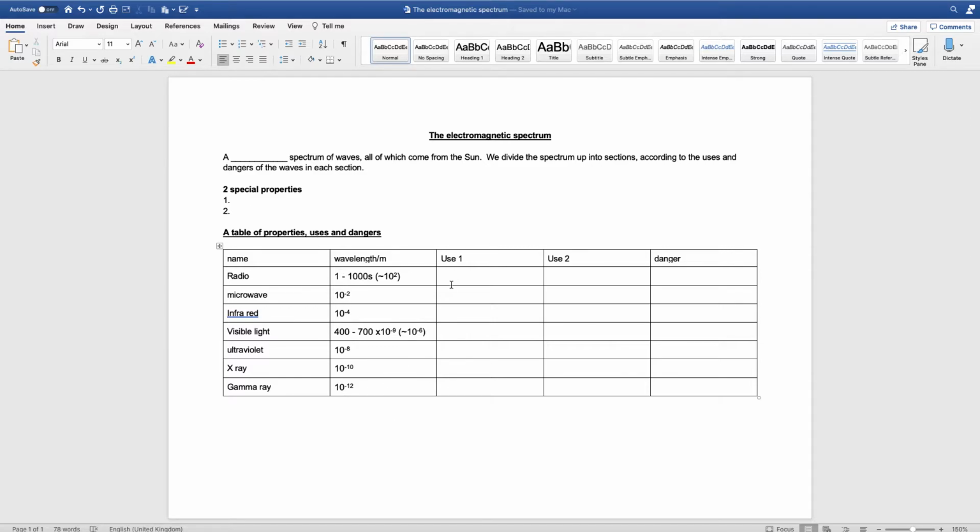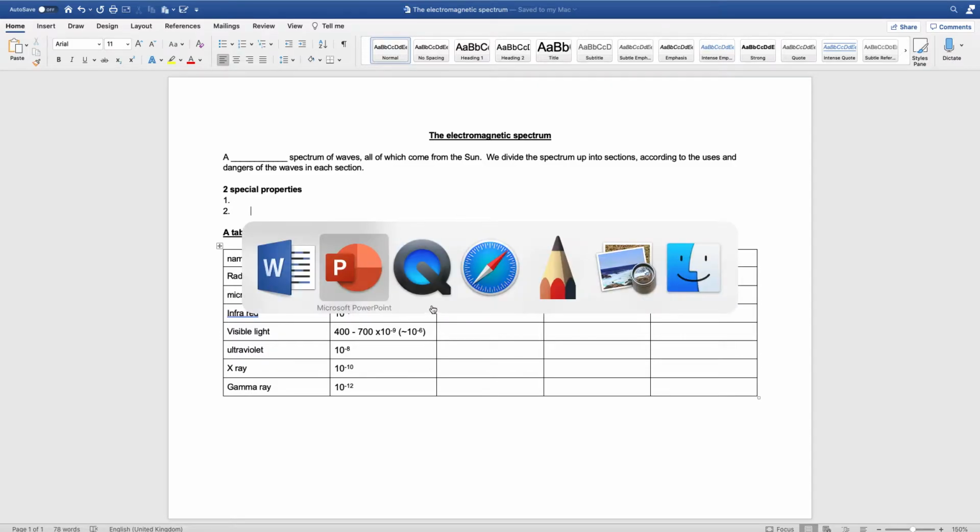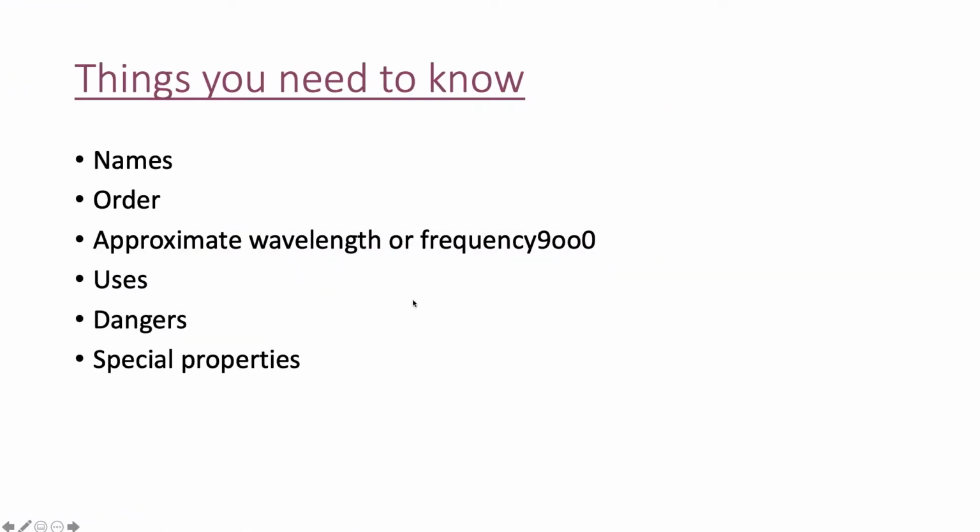As we go through here, I'll talk about uses, dangers, and you can fill this in. I'll be looking to see that you fill this in as we go. Okay, so you know the names, you know the order, you know the approximate wavelength, you know the special properties, you know that they are a continuous spectrum. Those are things that if they aren't in that document already, you can put in now.